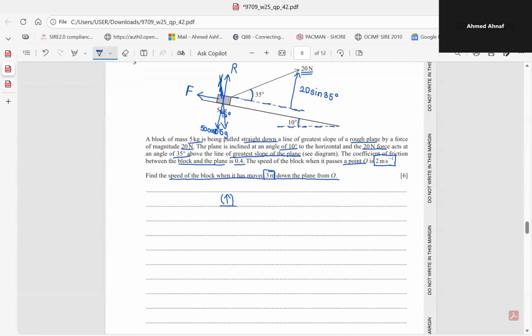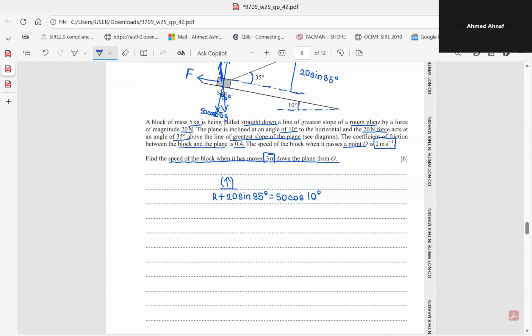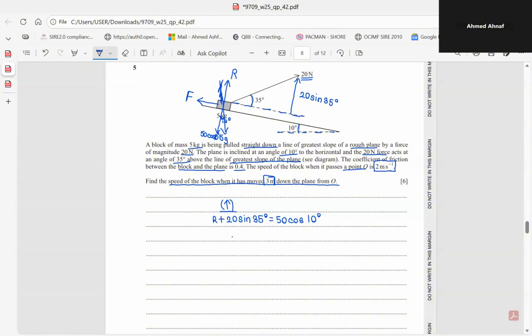Yeah, so we can equate R plus 20 sine 35 degrees equals 50 cosine 10 degrees. Okay, now let's make R the subject. So R is just going to be 50 cosine 10 degrees minus 20 sine 35 degrees. So this is equation 1.